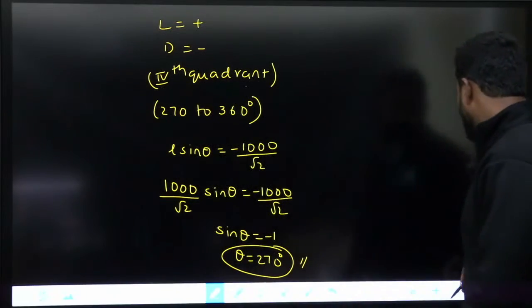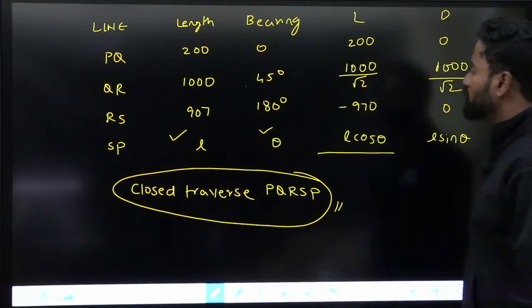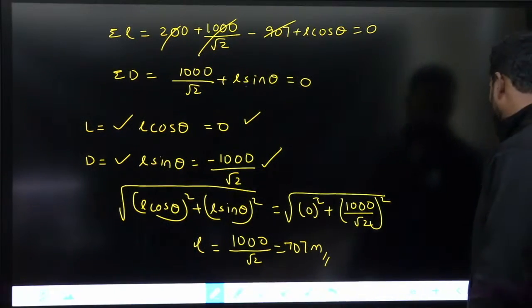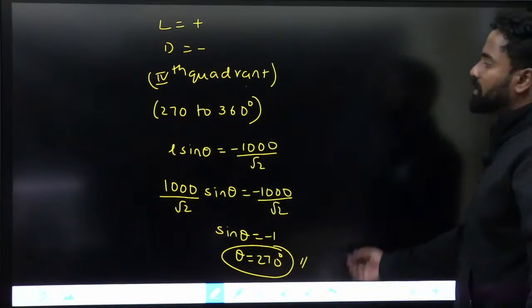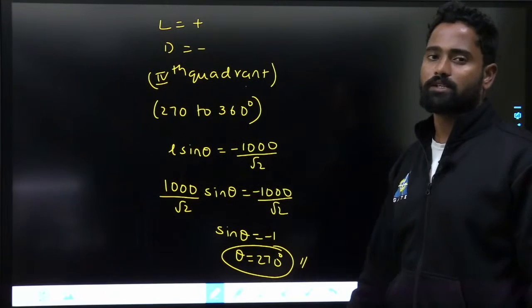So for a closed traverse, summation of latitudes equals 0, summation of departures equals 0. If you use that concept, you will get L value as something like this, cos theta as something like that, sin theta as something like this, theta 270 degrees, fourth quadrant, 270 to 360 degrees.